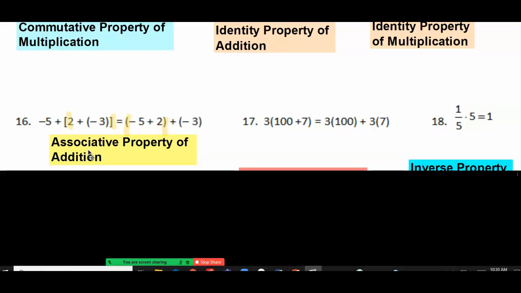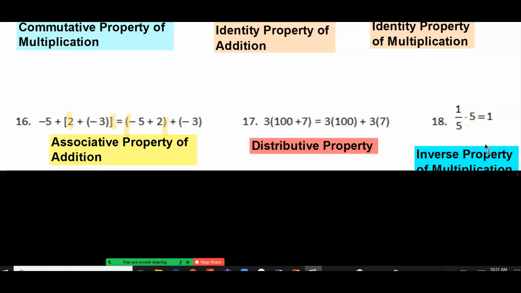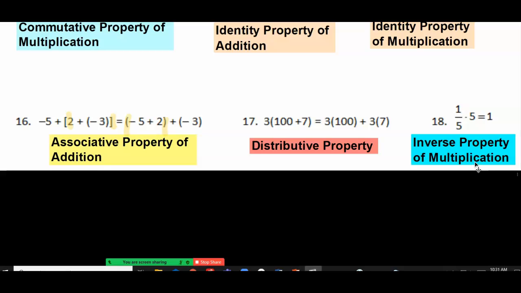In 17, the difference is with the 3. So that is the distributive property. And in 18, the difference is that this is equal to 1. If it equals 0 or 1, that's your inverse and our focus for today.